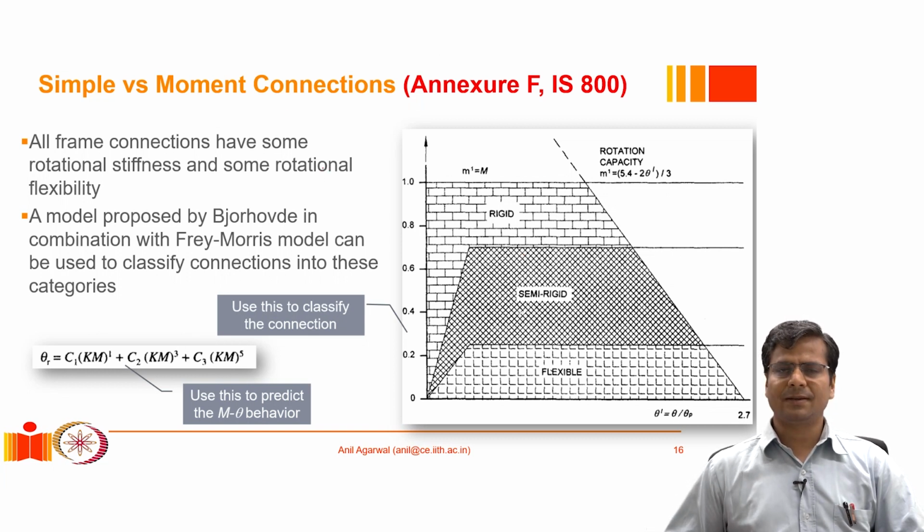Now, that is in theory, but in reality, there is no real simple connection and there is no real rigid connection. And the obvious reason for that is because even a connection that we might believe to be simple connection does offer some level of restraint against relative rotation. That is, it has some moment capacity. When we make it rotate relative to the column, it will offer some resistance and it has some strength.